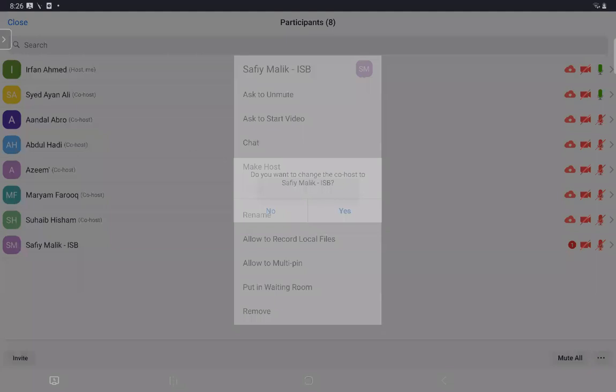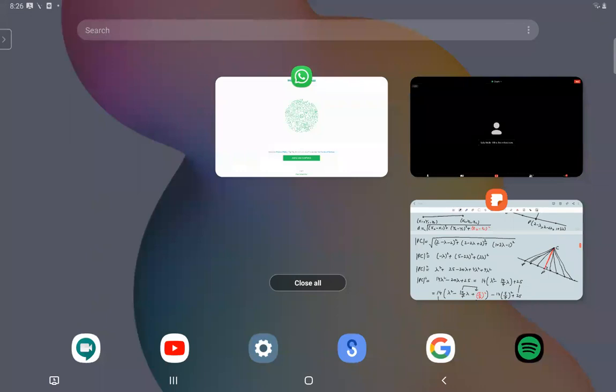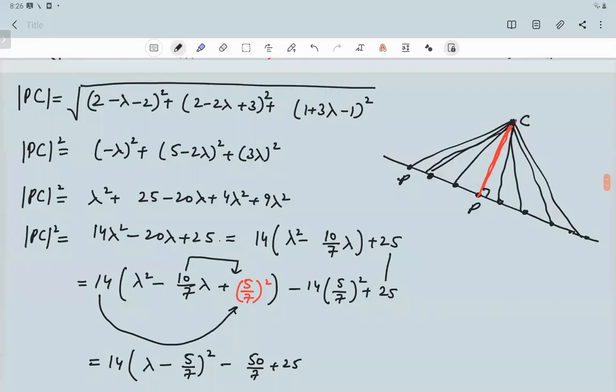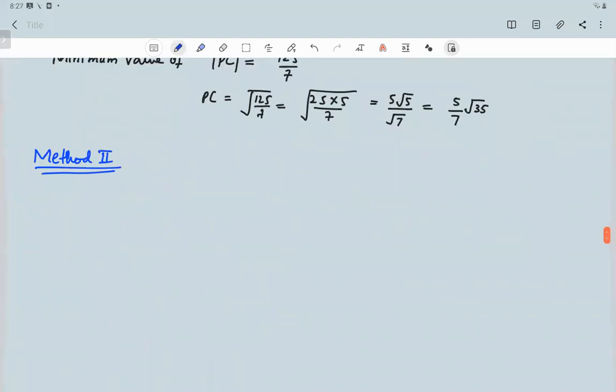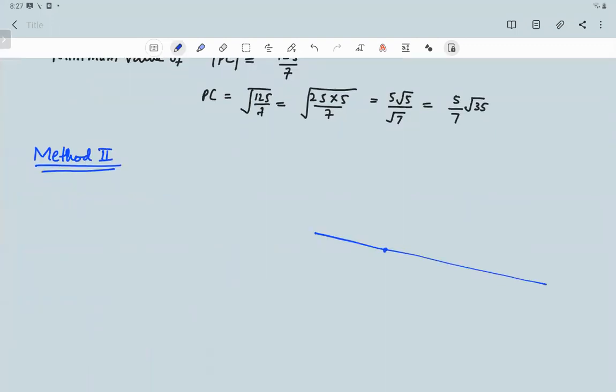Let us now do method 2. For method 2, we will change the ink. We will do method 2 in green, in blue. Okay. It's still the same line with the points A and B over here and C over here. And we want to calculate this smallest value of PC. Okay. We have already obtained PC.